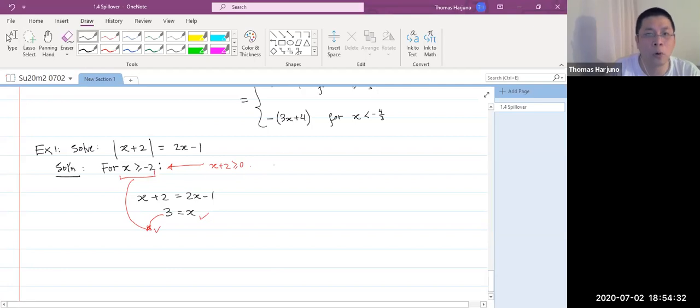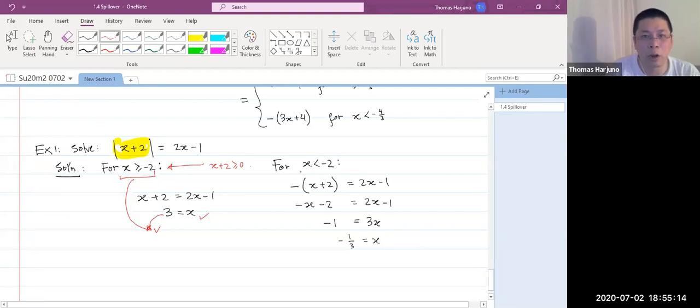Now, what happens for x less than negative 2? When x is less than -2, the expression inside the absolute value will be negative, right? Now to make it positive, I put another negative in there. So negative x minus 2 equals 2x minus 1. Negative 1 equals 3x. x equals negative 1/3.